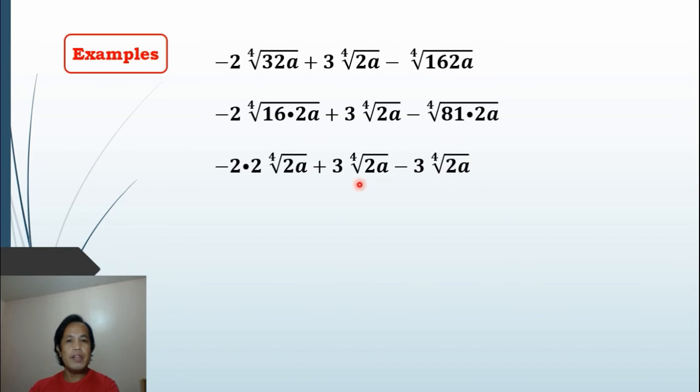As you have observed, they are the same. We have here 3 and 3, then fourth root of 2a, fourth root of 2a. So what we need to do here, since they are the same, we can just simply cancel out. Meaning this is 0 because 3 minus 3 is 0 and any number multiplied to 0 is 0. So everything is 0. Then we multiply negative 2 times 2, that would give us negative 4. Then we copy the radical fourth root of 2a. So this is our final answer.